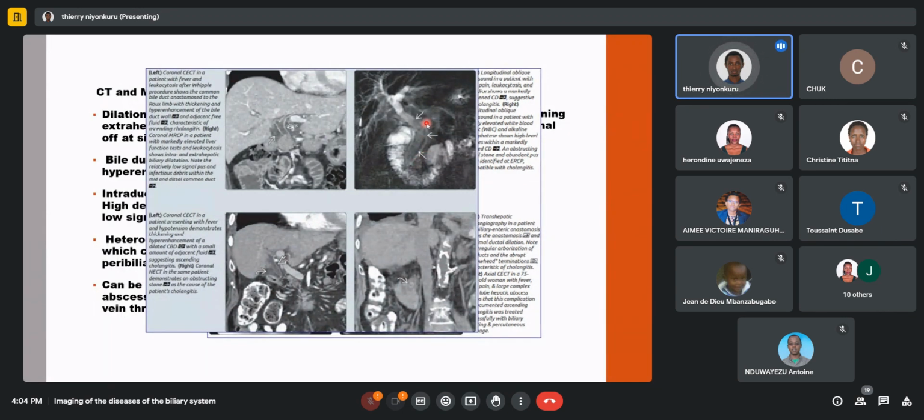which is showing also a case of ascending cholangitis. It is also the same with this patient where we can see that the wall of the extrahepatic bile duct is enhancing, dilated, with surrounding edema.